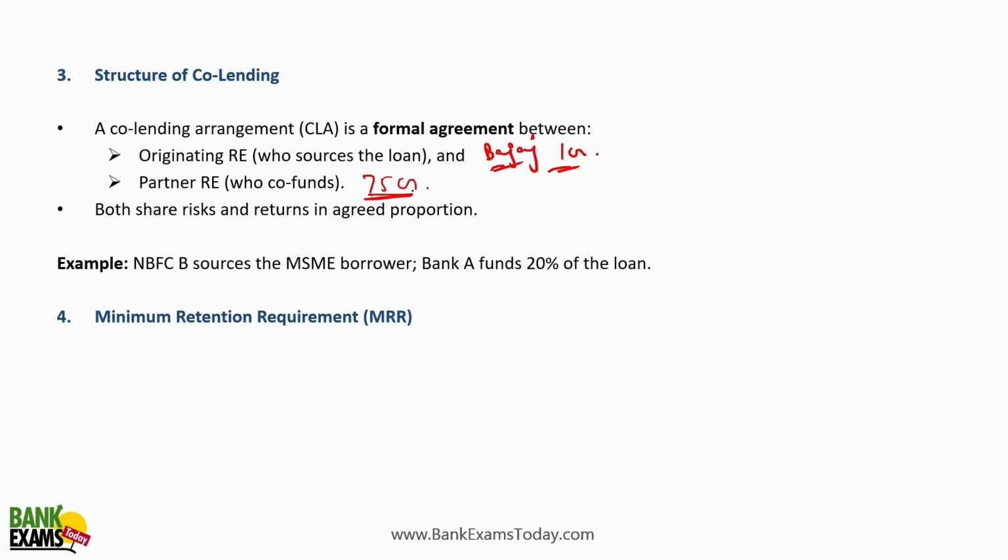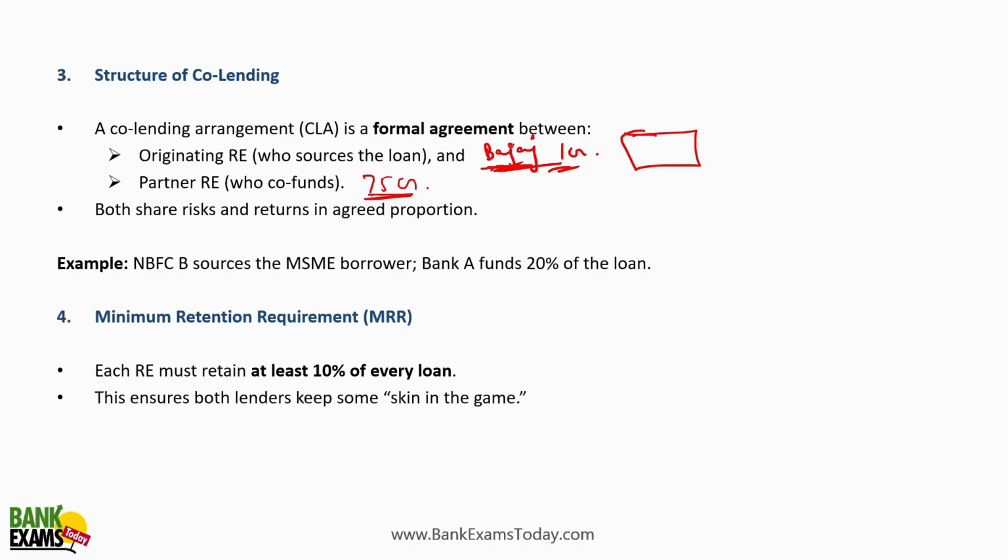So minimum retention requirement is there. Let's say Bajaj Finance gave 1 crore rupees. Some of this loan risk is to be kept by Bajaj Finance, right? That is the minimum retention requirement. Each registered entity must retain at least 10% of every loan. So let's say it's a 1 crore rupee loan. Bajaj Finance should retain 10% of the outstanding amount, and the HDFC Bank in this case should retain 10% of every loan. This ensures that both these parties have skin in the game.